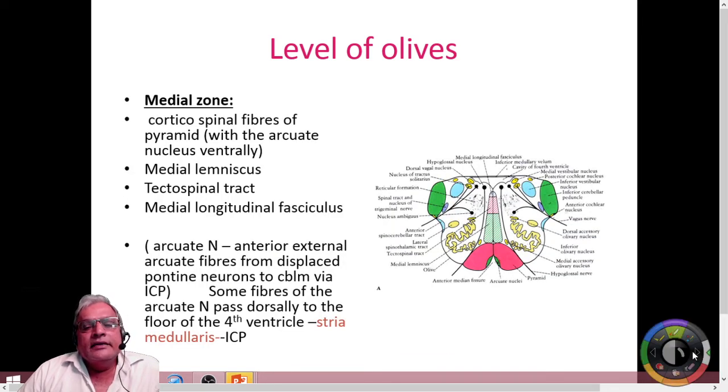Now, again, the medial zone: corticospinal fibers of the pyramid with the arcuate nucleus.